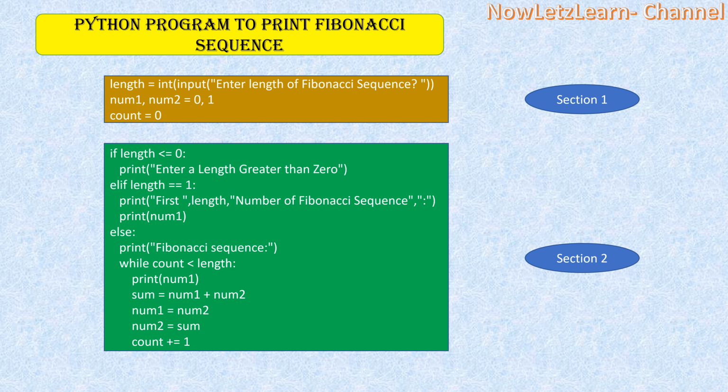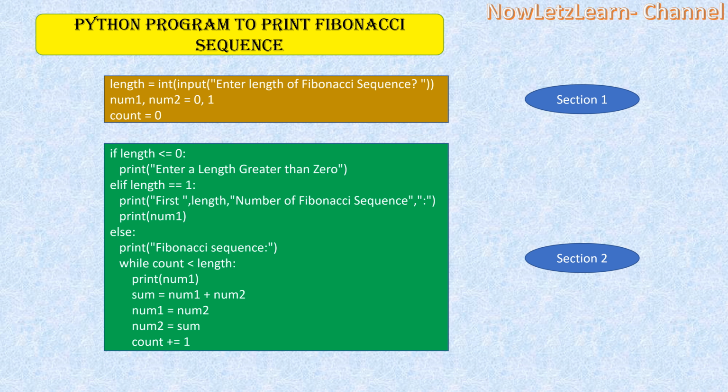If the user enters 1, you don't have to calculate anything. A one-element Fibonacci sequence is just 0, so you just have to print num1, which will print 0. Now let's say the user enters something beyond 1, for example, in this case, 5.